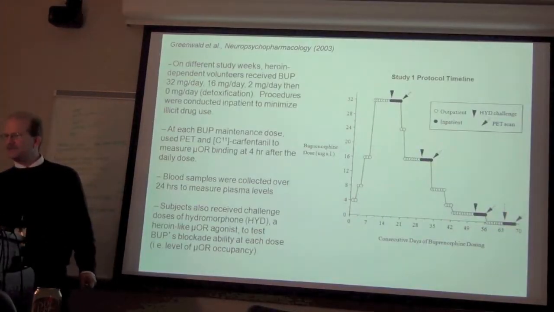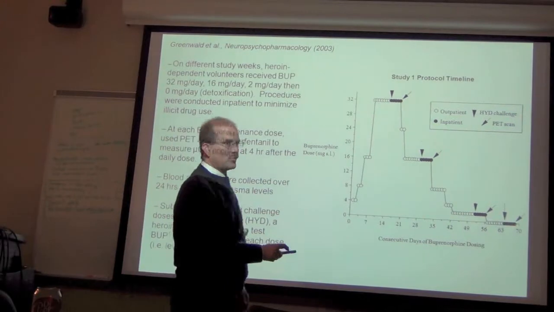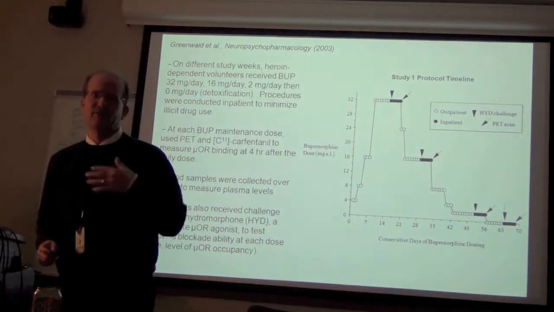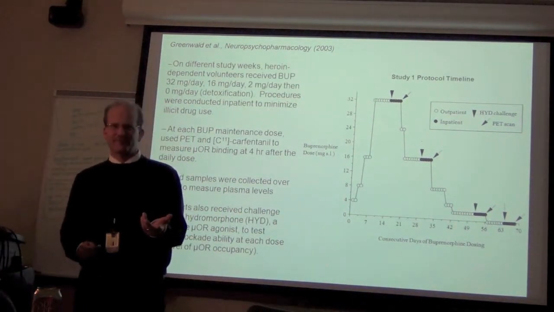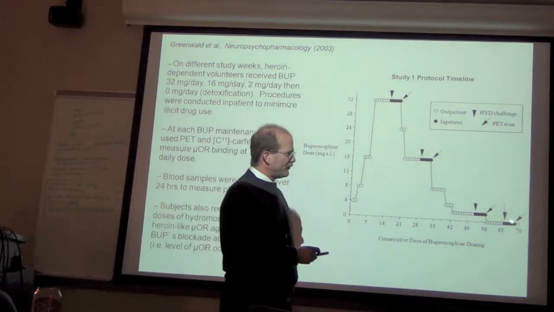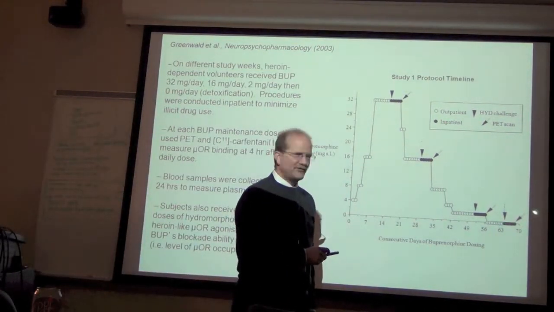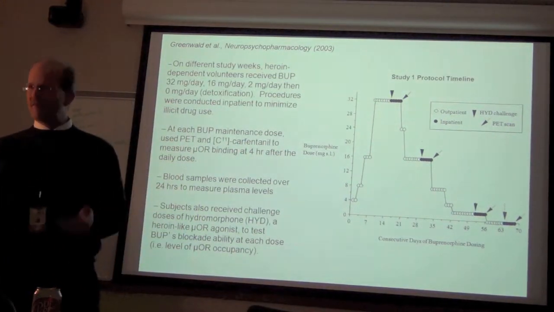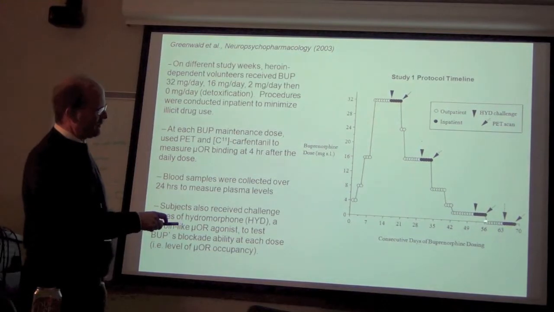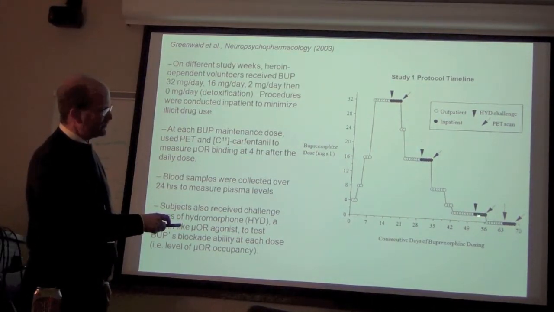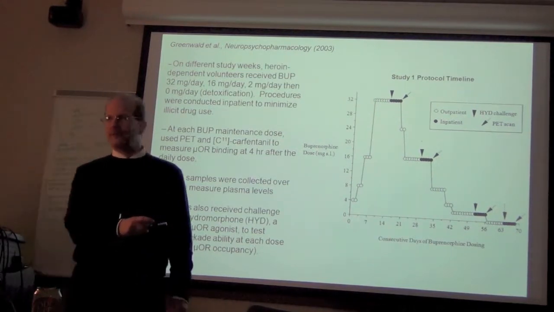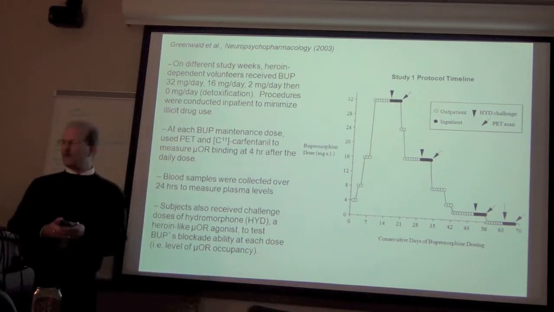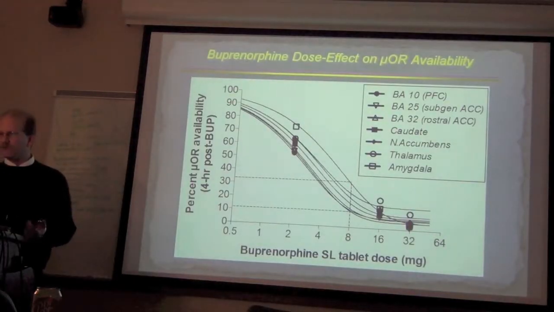I neglected to mention that the way in which you compute receptor availability, or its inverse, occupancy, is that this is your baseline: 0 milligrams for each individual. They're detoxed. They've been tapered off of buprenorphine, and now what we're doing is comparing the percentage of change at 2 milligrams relative to 0, 16 milligrams relative to 0, and 32 milligrams relative to 0. So that's why it's a 3-point dose response curve.